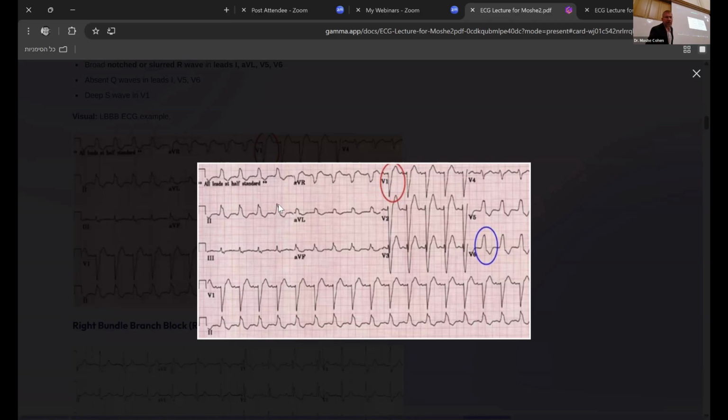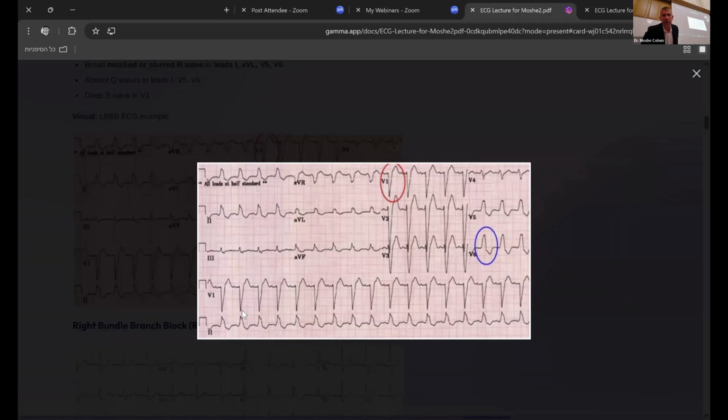So in our ECG, you can see 1, 2, 3. It's around 100 beats per minute, even a bit more. 100, 110 beats per minute. So this patient is tachycardic. Good. Now let's speak about the rhythm.